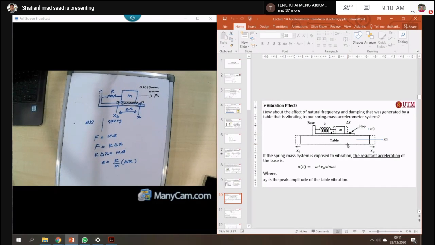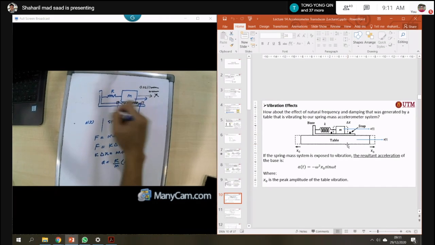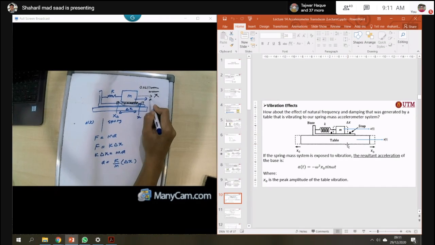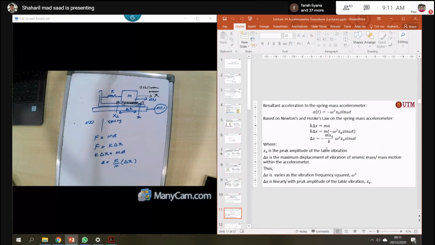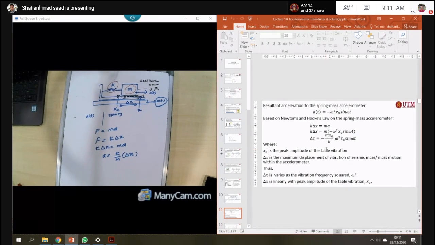So when you put your sensor on the table, the acceleration at your sensor is equal to the acceleration on your table. That means you can measure the acceleration on the table. For example, the acceleration on the table is given as minus omega squared x naught sine omega t. From this, you can find the relationship between the spring of your sensor and the mass of your sensor. The relationship is given as delta x equals minus m over k, times omega squared x naught sine omega t.